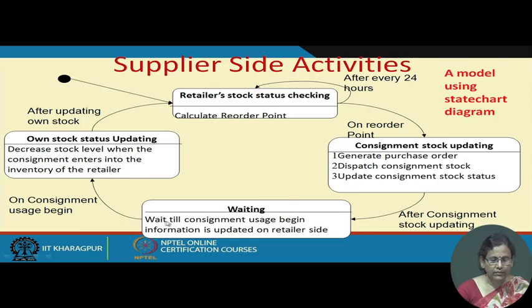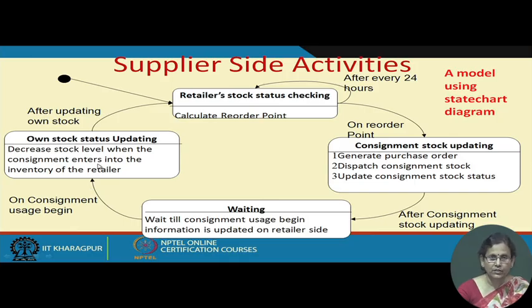So, when the retailer starts using the consignment stock after his existing stock is over, at the beginning he has to send some information to the supplier. The retailer sends this consignment stock usage begin information to the supplier. Then what will the supplier be doing?